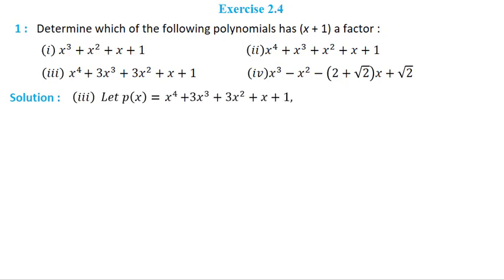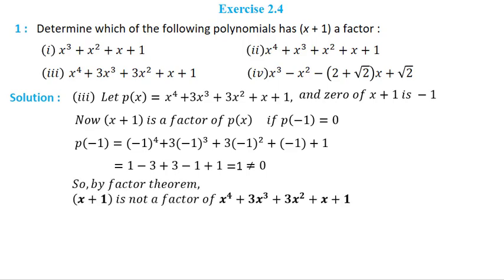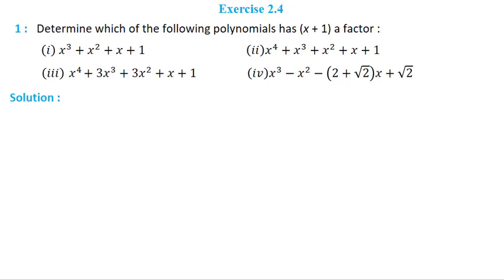In the same line we will solve question number 3. Here again we will find p(-1). p(-1) is 1, which is not equal to 0. So by factor theorem x plus 1 is not a factor of x power 4 plus 3x cube plus 3x square plus x plus 1. And let us see the final question.